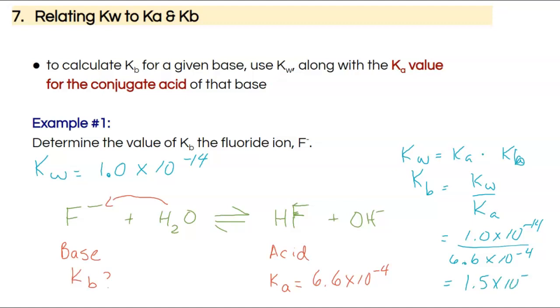Let me count those zeros out. 1, 2, 3, 4, 5, 6, 7, 8, 9, 10, 11. And so, what have I found here? I found that the Kb value for F minus is 1.5 times 10 to the negative 11.